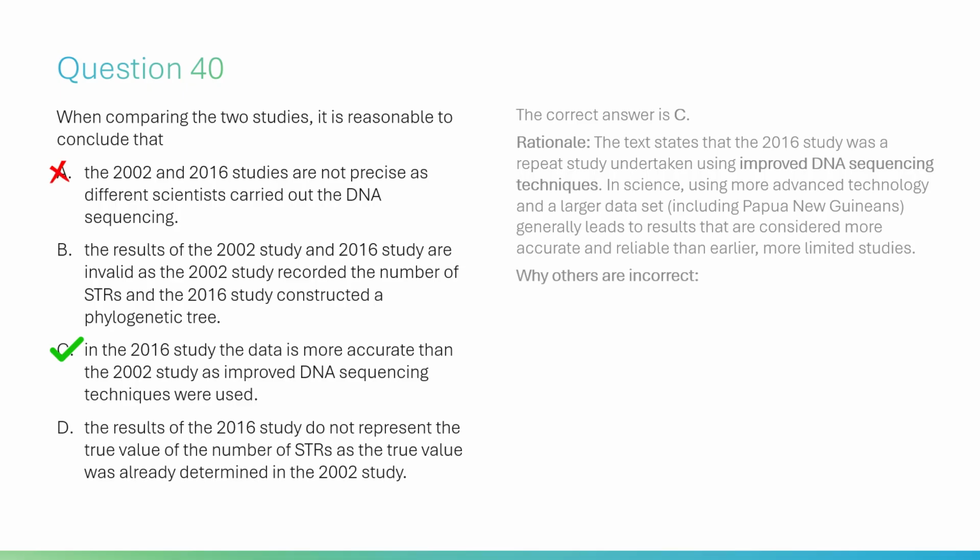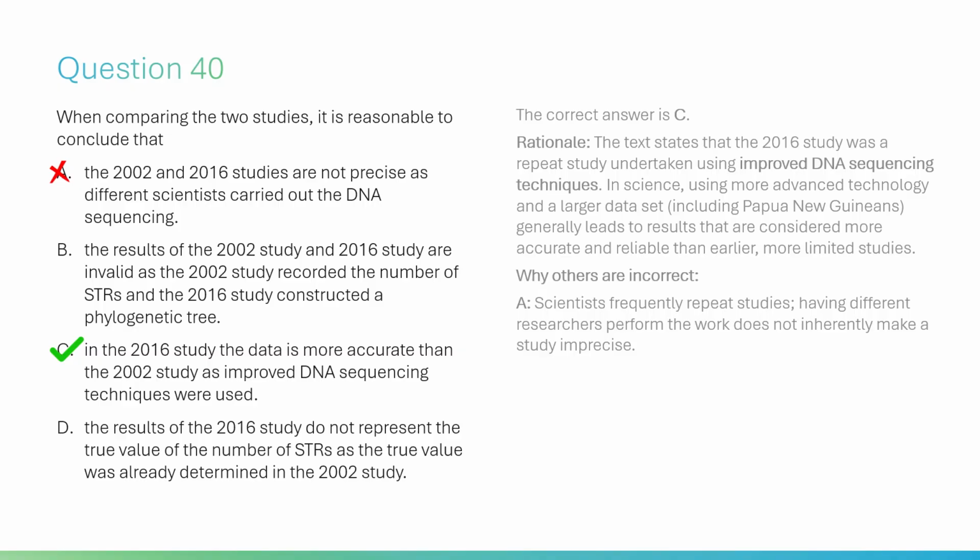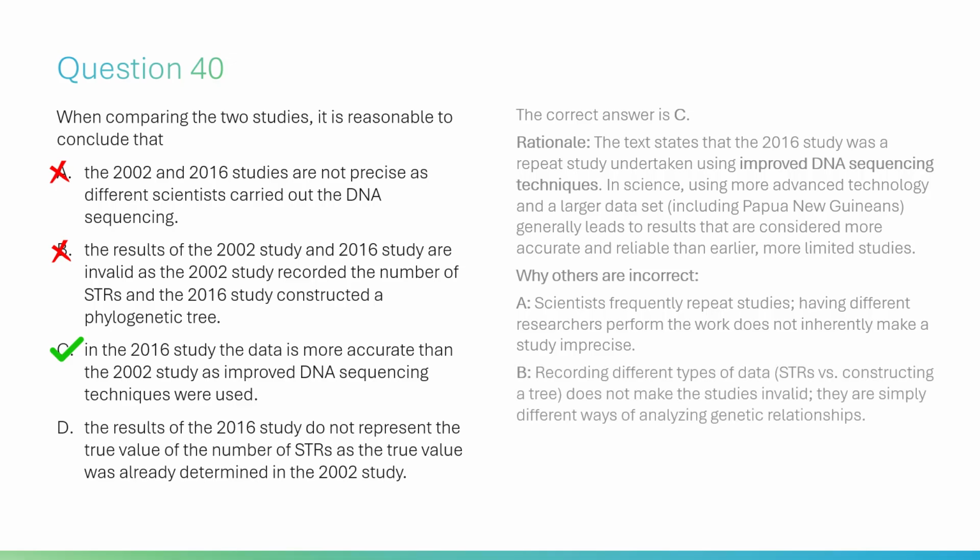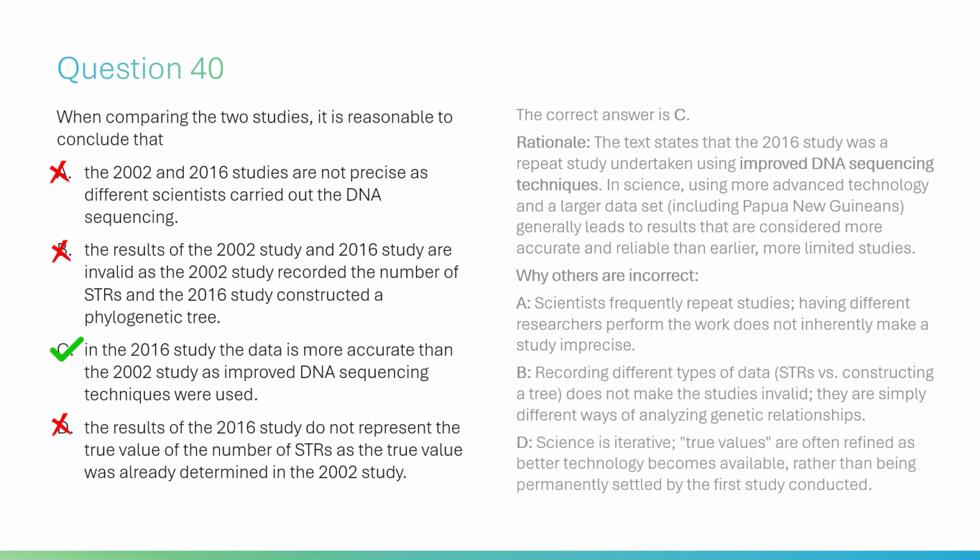A. Scientists frequently repeat studies. Having different researchers perform the work does not inherently make a study imprecise. B. Recording different types of data, STRs versus constructing a tree, does not make the studies invalid. They are simply different ways of analyzing genetic relationships. D. Science is iterative. True values are often refined as better technology becomes available, rather than being permanently settled by the first study conducted.